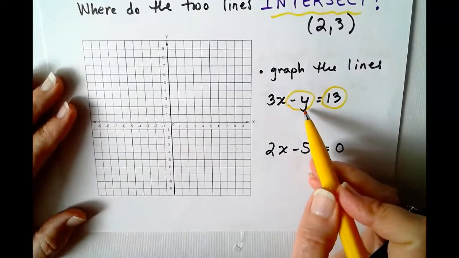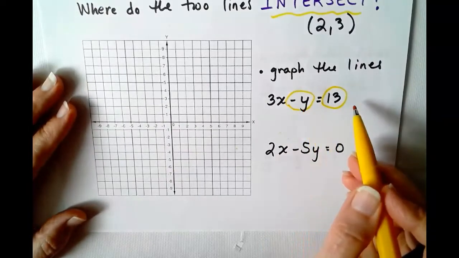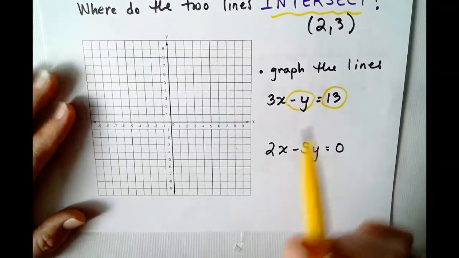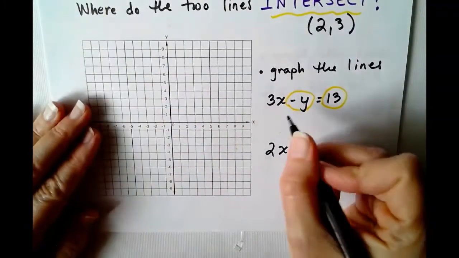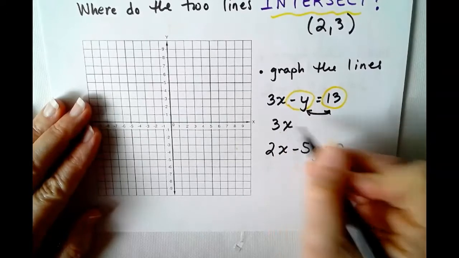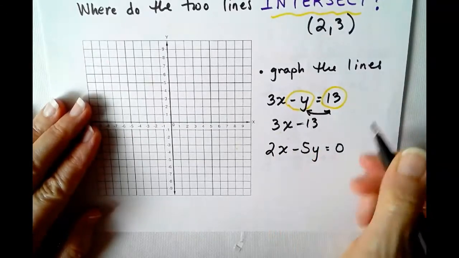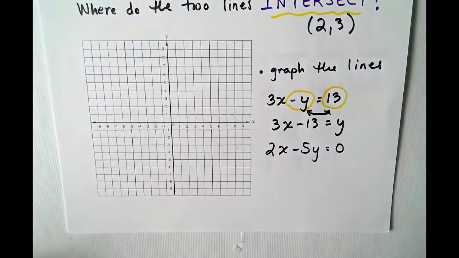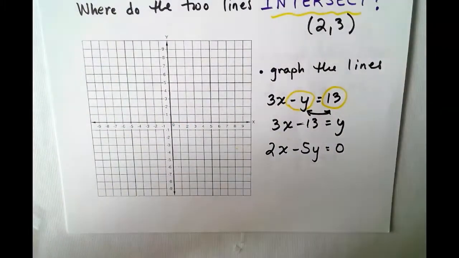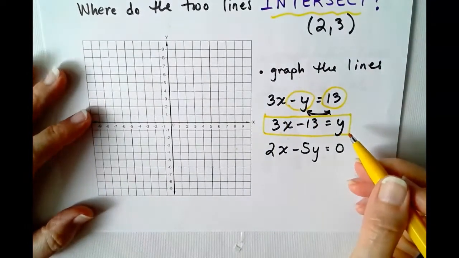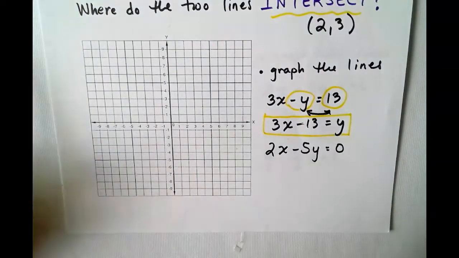Keeping in mind that if we were to move the y to the other side of the equation, it would become positive y. If we move the 13 from the right to the left, it becomes negative 13. So let's flip them, which will give us 3x minus 13 equals positive y. So that is the first equation solved for y. We just have y on the right-hand side, and that's fine.